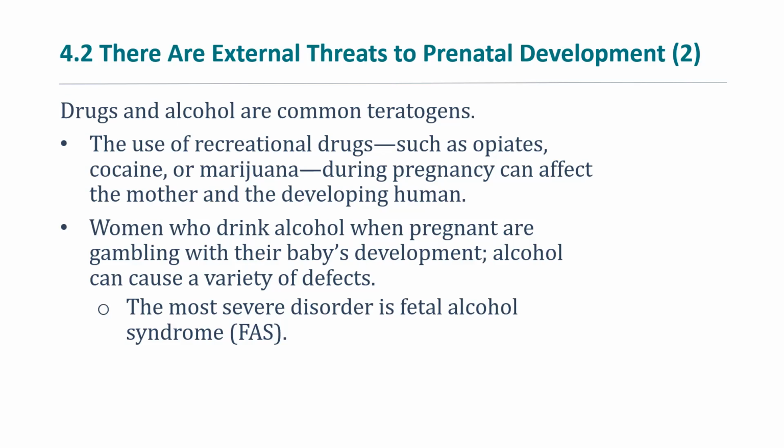There's a spectrum of alcohol related problems. The most severe one is known as fetal alcohol syndrome, or FAS. It's characterized by learning disabilities, physical growth retardation, facial malformations, and behavioral disorders. So it can be very severe problems that occur with fetal alcohol syndrome. Let's take a look at an example.